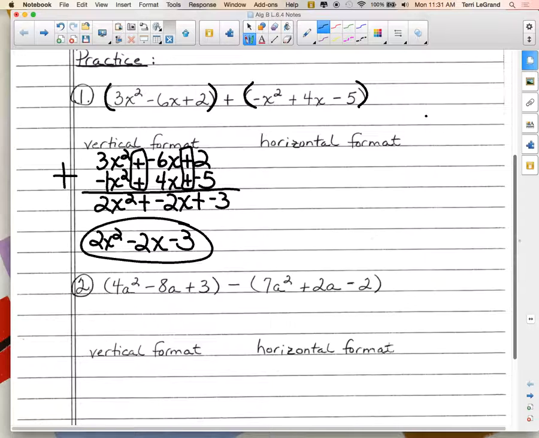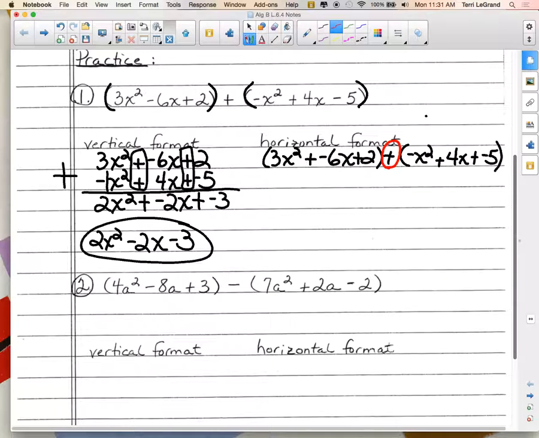Okay? Okay, horizontal format, now what we do is we take the 3x squared and change our subtraction to add the opposite. And same thing in the other one, change any subtraction to add the opposite. Now, because it is addition of polynomials already, it started out as addition. And what I mean by it starting out as addition is this addition sign between the two polynomials, it's addition of polynomials. So because it's addition of polynomials, we can ditch those parentheses.